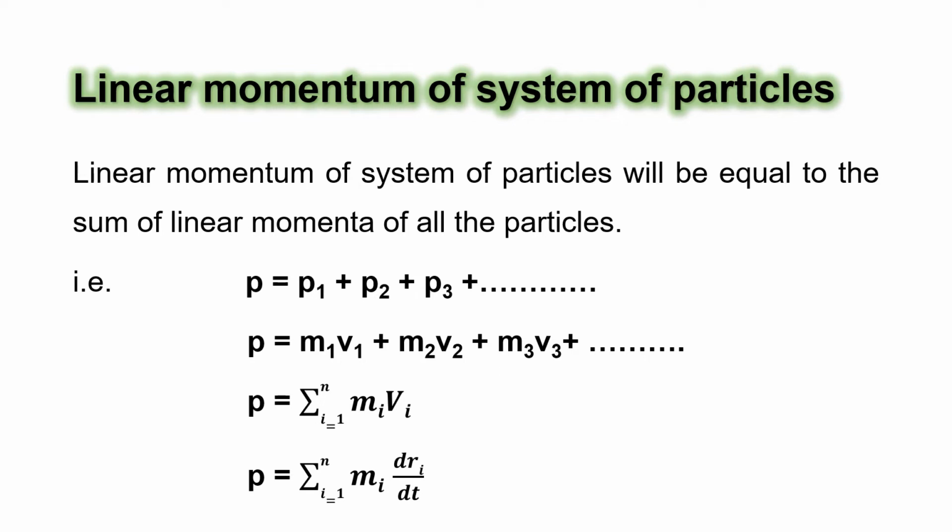Now, as we know, in the position vector form the value of vi will be dri over dt. So we can write p equal to the summation over i from 1 to n of mi dri over dt. In this lecture you can write down all the terms, as we have to use all these terms in the next lectures and topics we are going to cover in classical mechanics.